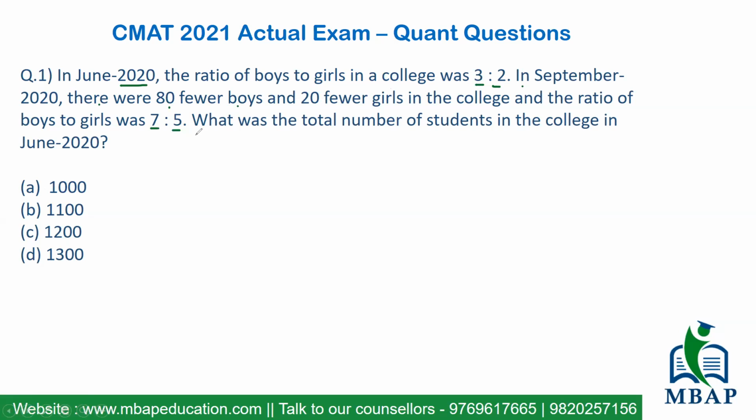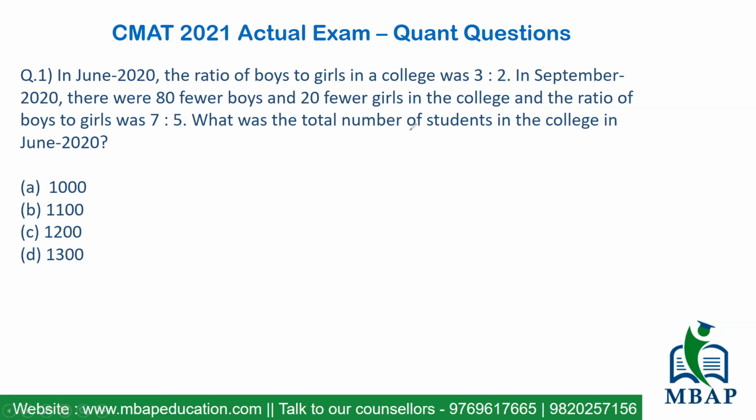The question is, how many students were there in the college in June 2020, which is the first period they have spoken about. The majority of students will possibly assume the number of boys to be 3x and girls 2x, remove 80 from one and 20 from the other, and then take out the ratio in the form of 7:5. These are some of the most conventional techniques, which I don't want you to follow.